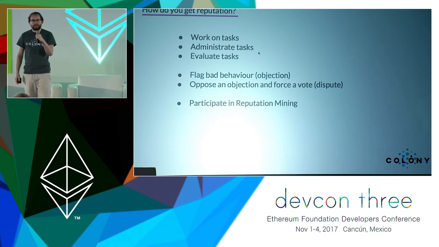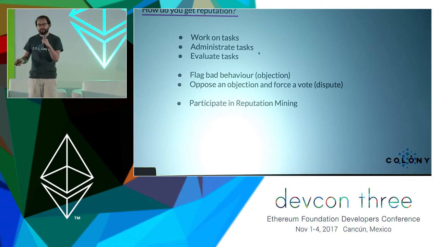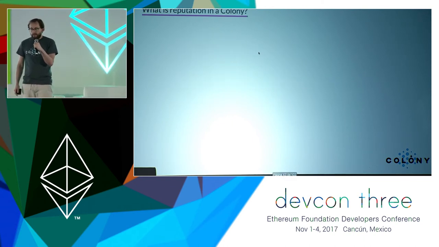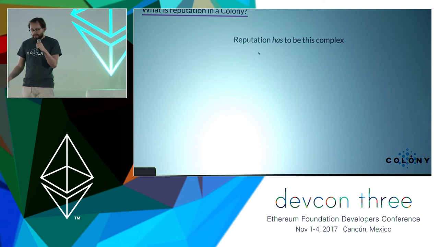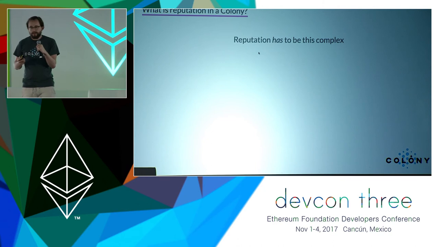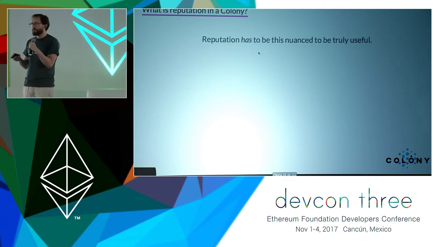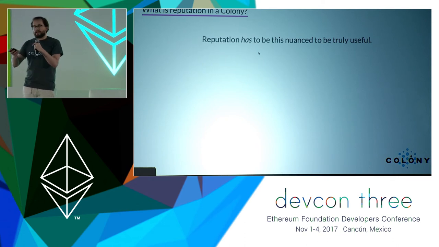And if you participate in the reputation mining procedure, and that's something I will talk about later in this talk. So reputation is an amalgam of all these inputs. And it has to be this complex, or let's call it nuanced, to be useful. So to be truly useful, we wanted to keep track of all these different aspects. So the question is, is this too complicated?